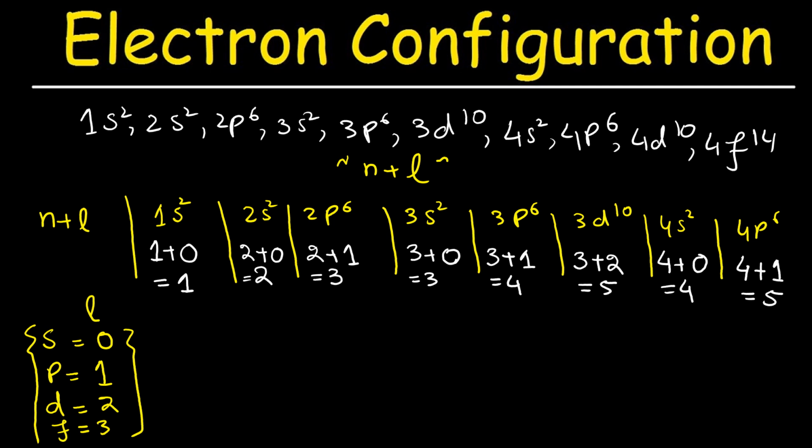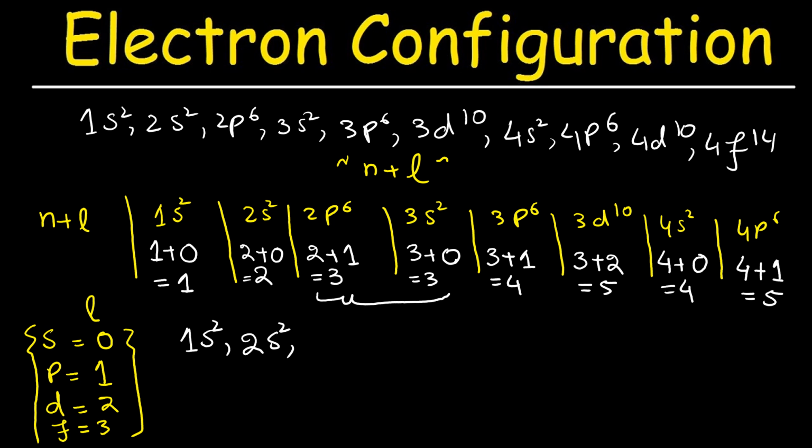So this means that 1s2 has the lowest energy, so the electron will initially fill 1s2. Then n plus L for 2s2 has value 2, so the electron will then fill the 2s2 subshell. Now, the question here is that 2p6 and 3s2 have the same n plus L value, 3.